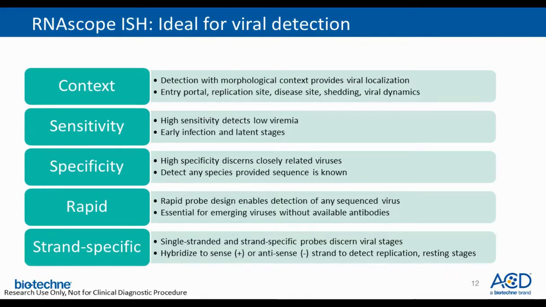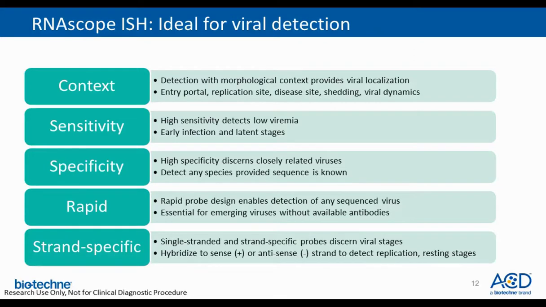Next, we go to sensitivity. As I mentioned before, the preamplifier and the amplifier tree system is built to enable high sensitivity that allows you to detect low viremia. This helps in detecting viruses at very early stages of infection and latent stages that present lower transcripts and often present difficulties in detecting these viruses with some of the other traditional techniques.